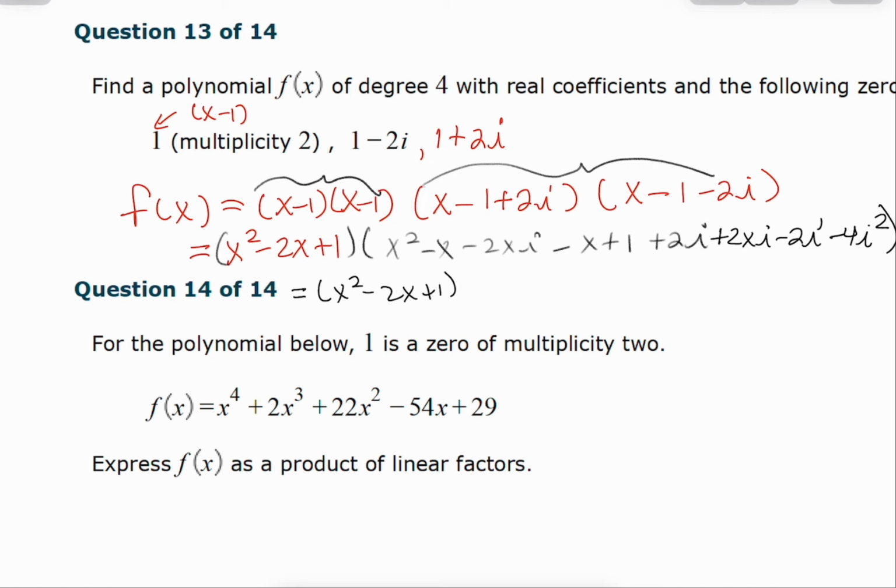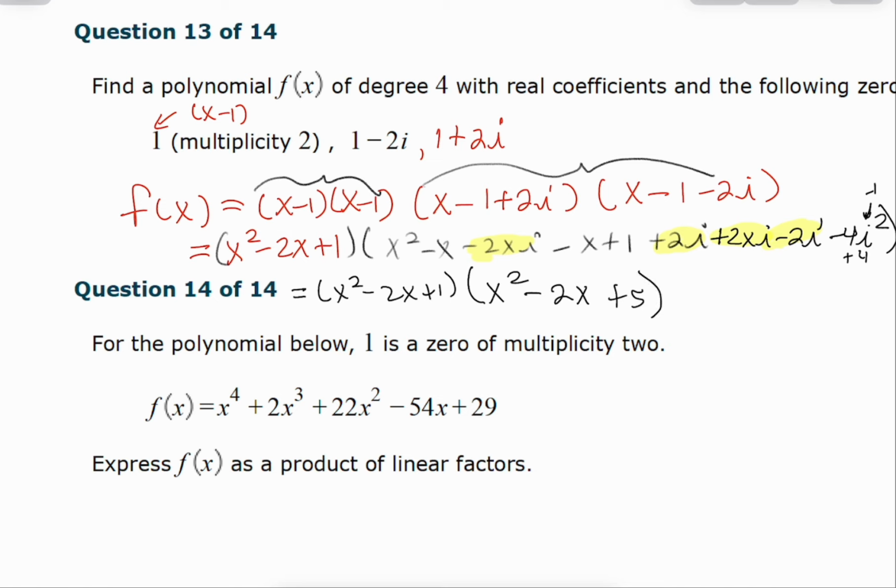And then look what happens. We have a negative 2xi and a positive 2xi. Cancel. Positive 2i, negative 2i. Cancel. Now this back one doesn't cancel, but remember that's really just a -1 times -4 is +4. And so when I combine everything that's left, I have x squared minus 2x plus 5.